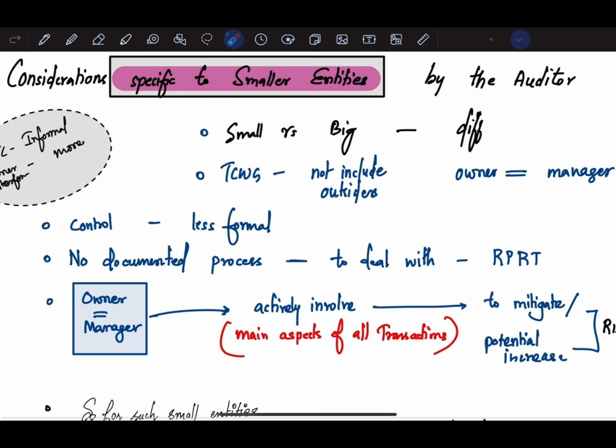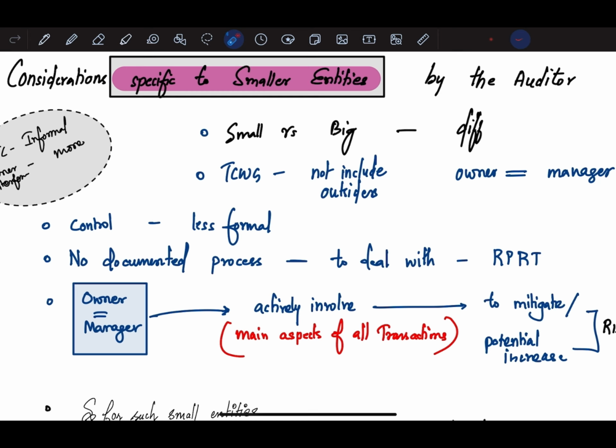Next, considerations specific to small entities. Where the auditor has to identify related party relationships and transactions, it will differ between small entities and bigger entities. In case of small entities, the internal control is informal. The owner interference is more in case of small entities. There are no formal internal controls. The owner's interference only is like an internal control. So basically there's a difference between small entities and big entities.